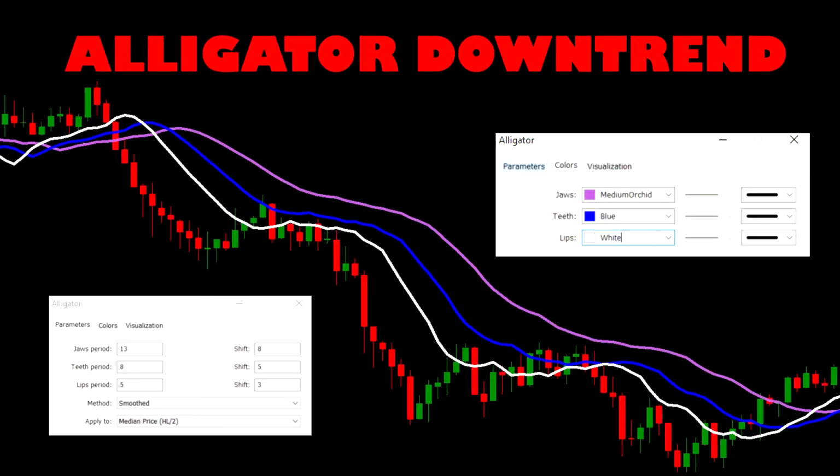That was an uptrend example. Here's a downtrend example. Again, you can see that when that trend kicks in, the alligator opens its mouth, the lines start to run parallel to one another, and it is a clear signal of a trending move.